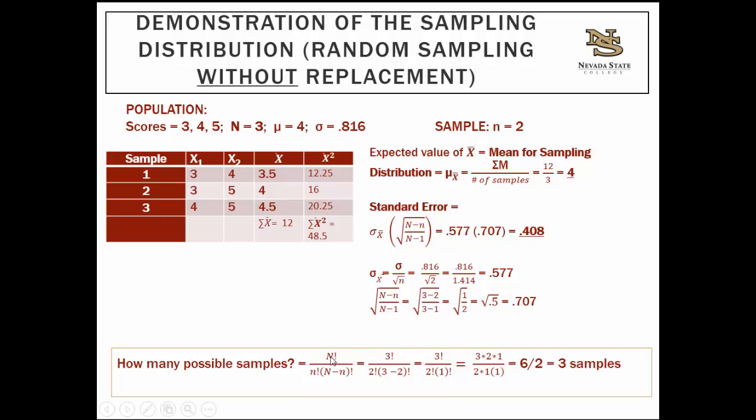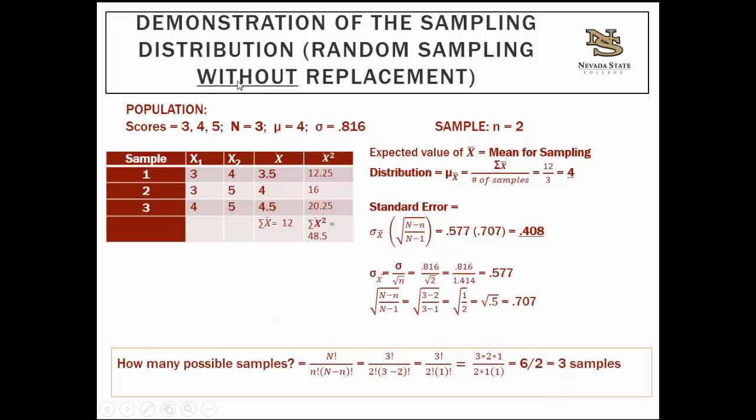So you would take the population size factorial divided by the sample size factorial multiplied by the population size minus the sample size factorial. Factorial just simply means you multiply all the numbers leading up to that number, with the exception of 0. So 3 factorial is 3 times 2 times 1. 2 factorial is 2 times 1, and then 3 minus 2 gives you 1, and 1 factorial is just 1. So 3 times 2 times 1 gives you 6. 2 times 1 is 2. 6 divided by 2 tells you 3 samples. Don't worry too much about this. I'm just showing it for demonstration purposes.